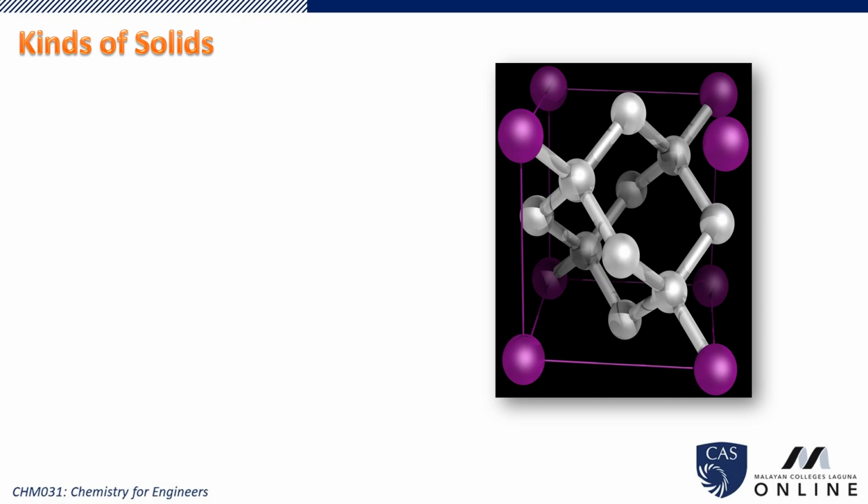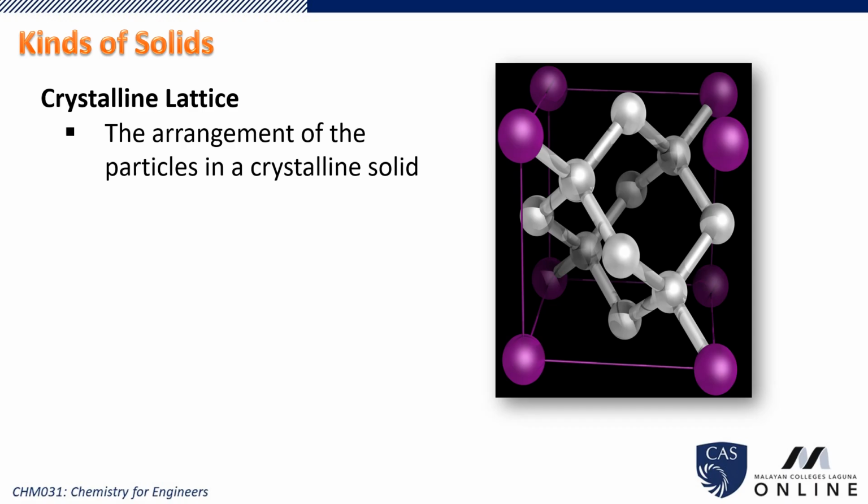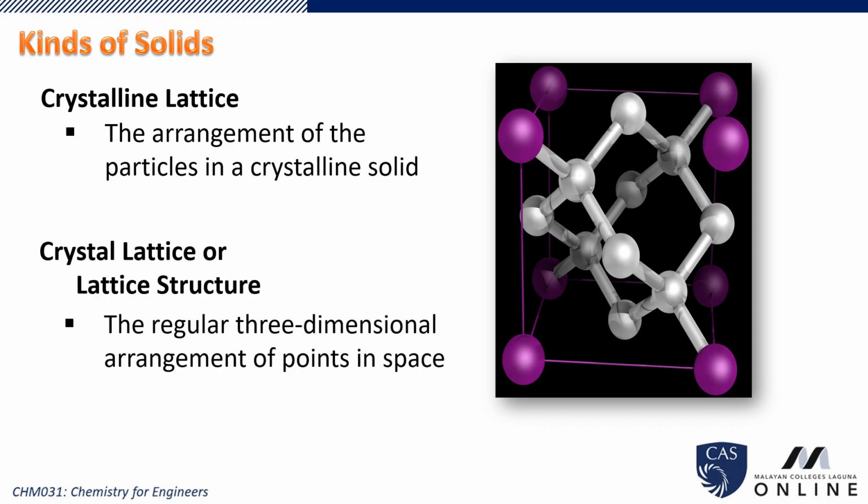Each point in the lattice system represents an atom, ion, or molecule. These are called lattice points, and they define the geometry of the crystal. We have a term called crystalline lattice, and that is the arrangement of the particles in a crystalline solid. We also have the crystal lattice or lattice structure, which is the regular three-dimensional arrangement of points in space.